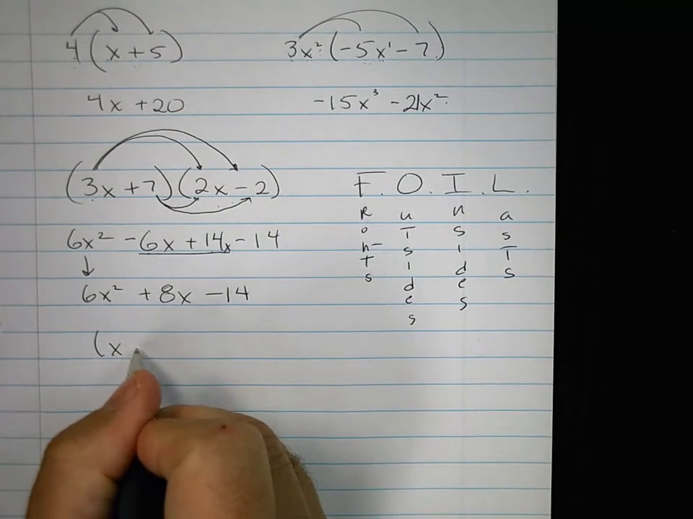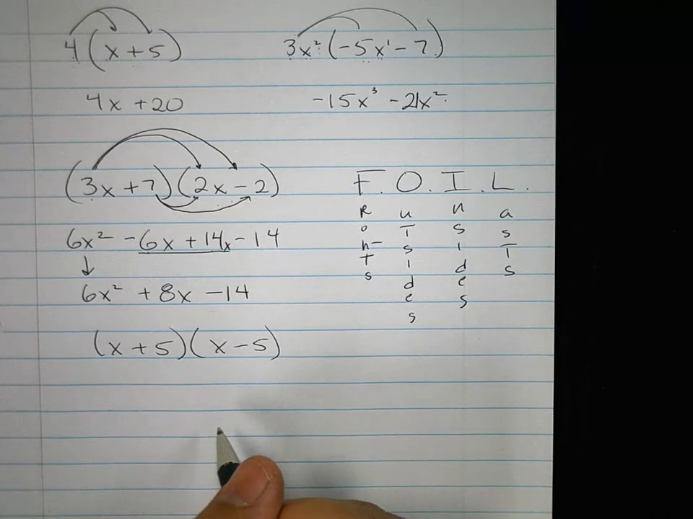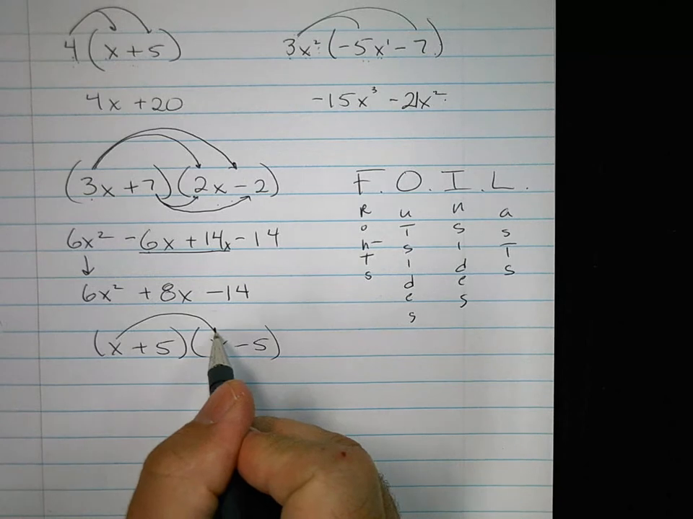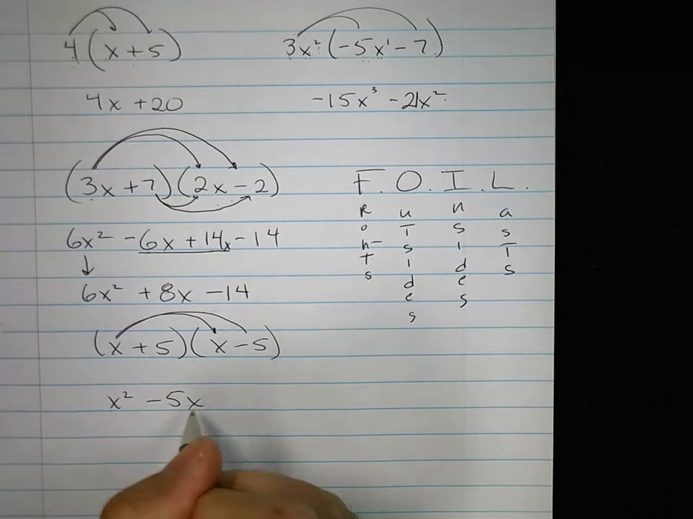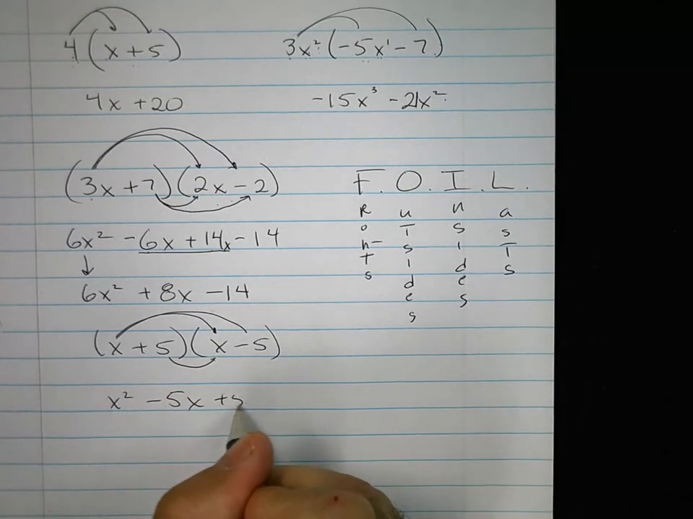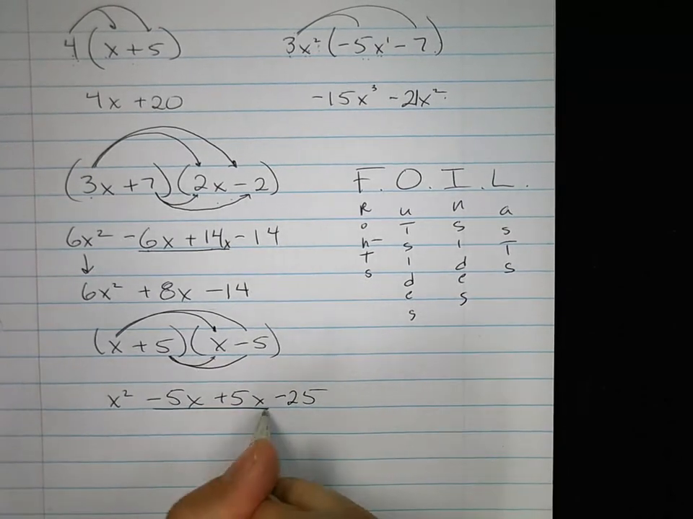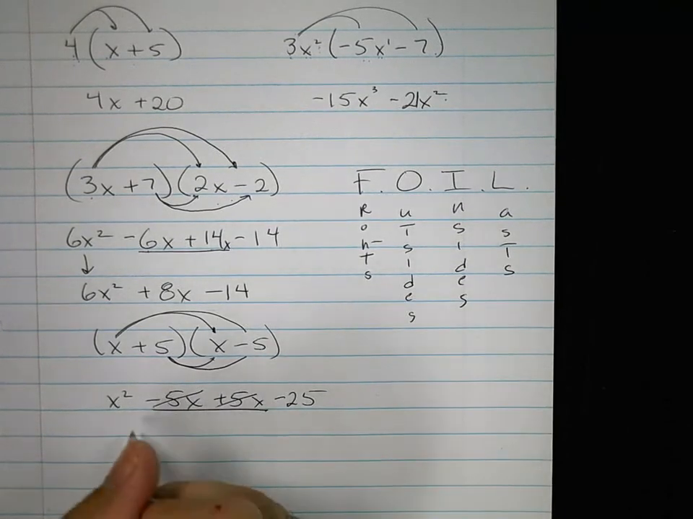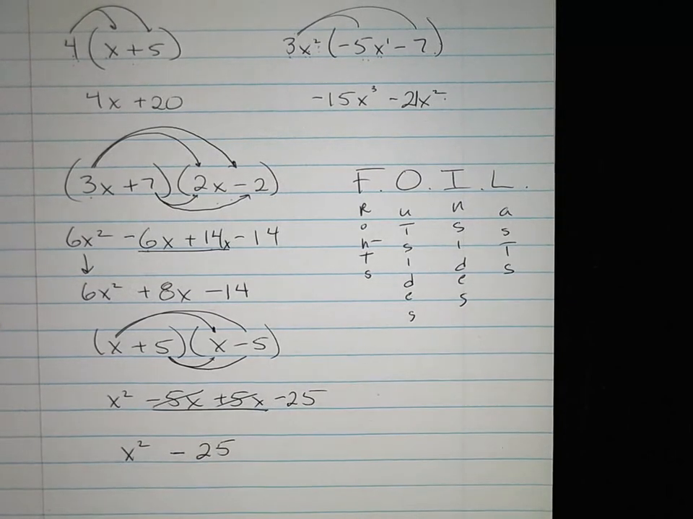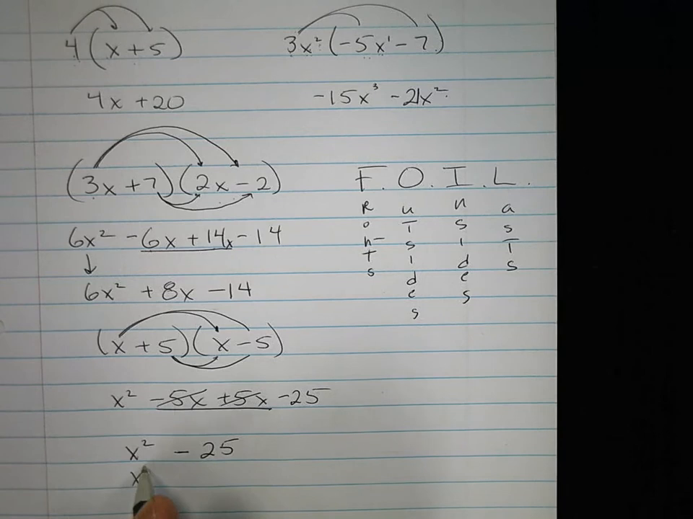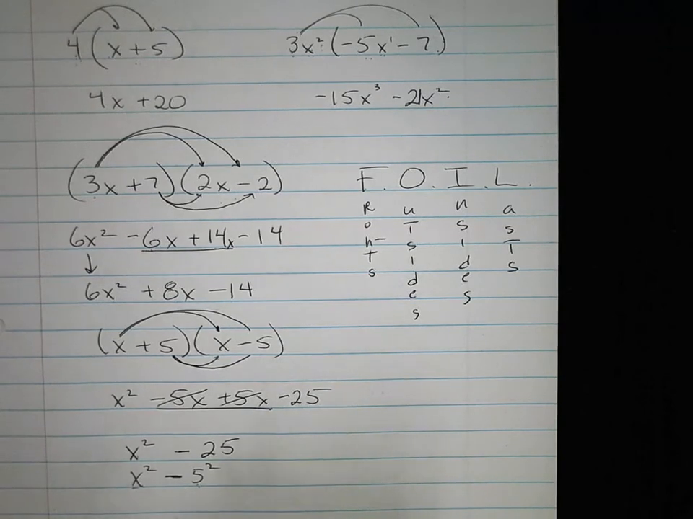So if we take x plus 5 times x minus 5, and we FOIL or double distribute, we go x times x and we get x squared. X times negative 5 is negative 5x. 5 times x is positive 5x, and 5 times negative 5 is negative 25. We combine these middle two terms, and they actually cancel each other out, and we're left with x squared minus 25. We call that the difference of two squares because we could rewrite this as x squared minus 5 squared, the difference of two squares.